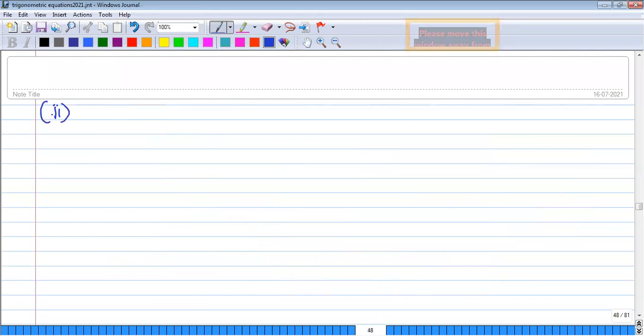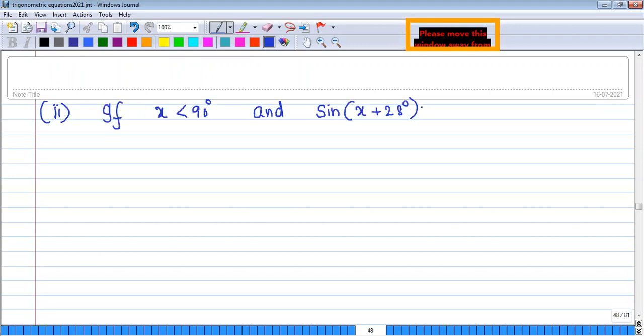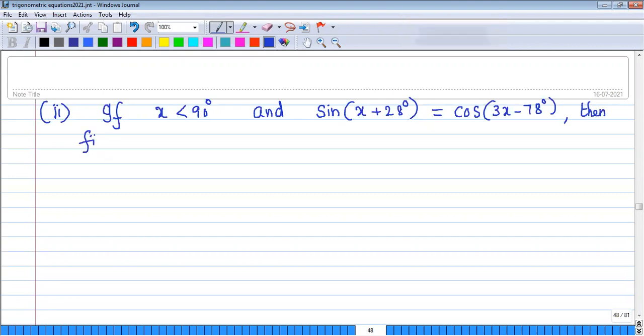Second question. If x is less than 90 degrees, that means it lies in the first quadrant, 0 to 90 only, and sine of x plus 28 degrees equals cos of 3x minus 78 degrees, then find x. Subject to the condition that it must lie between 0 to 90.